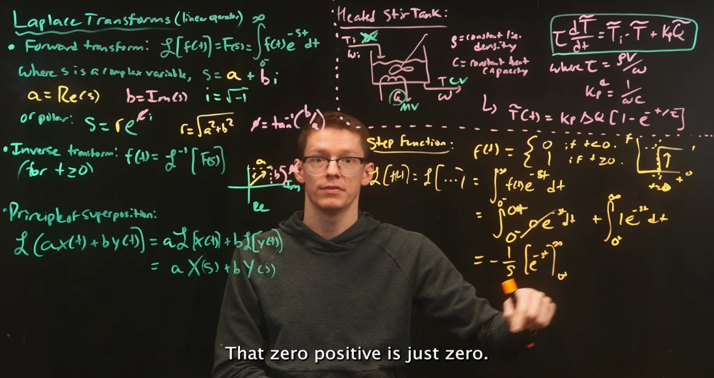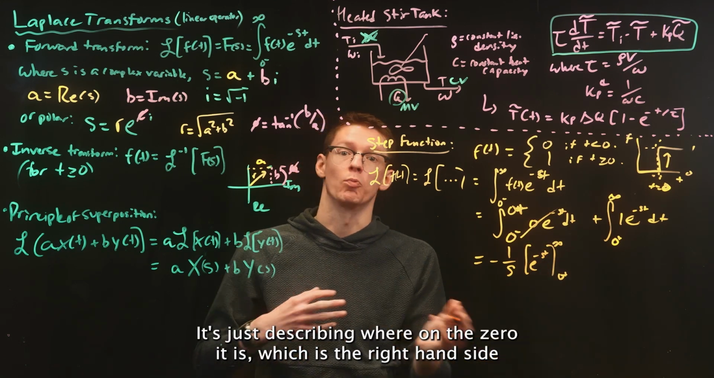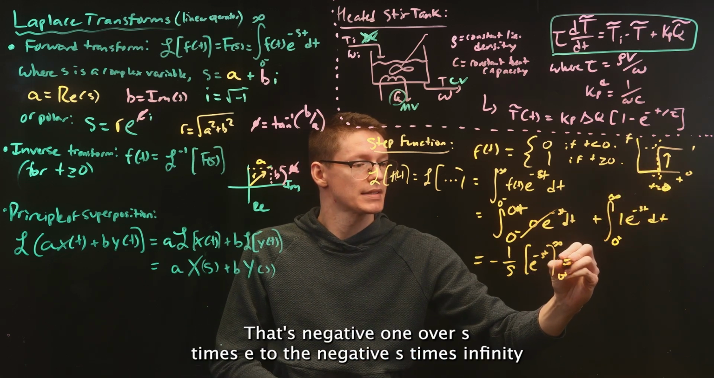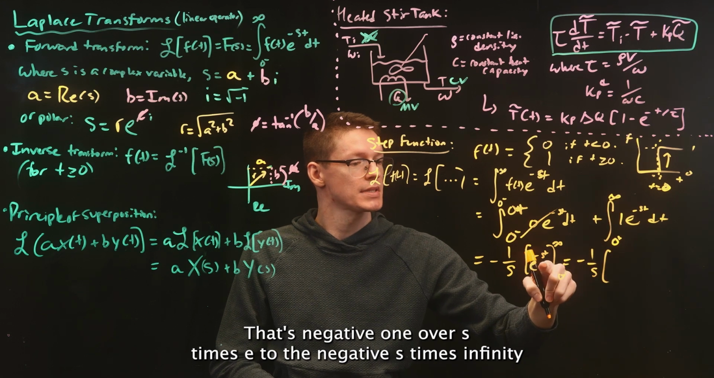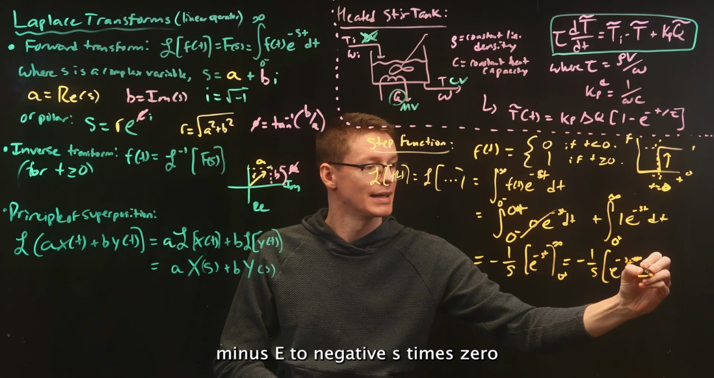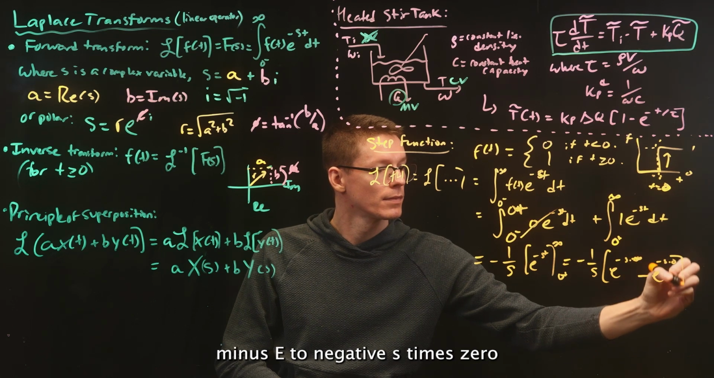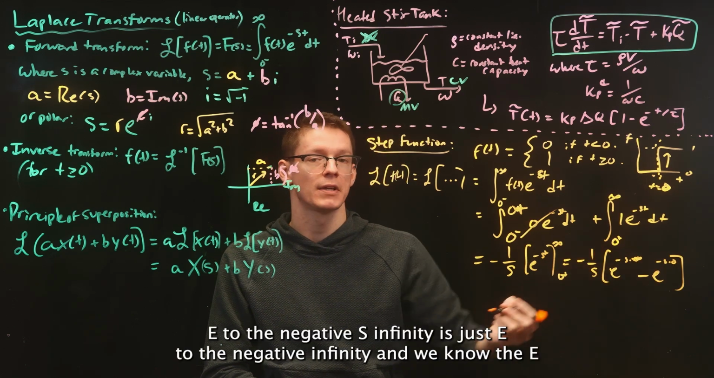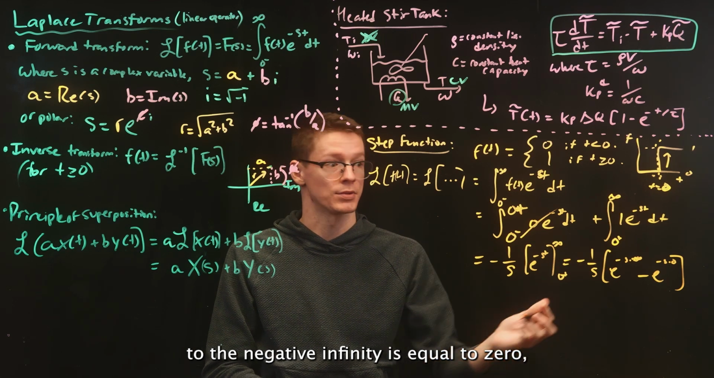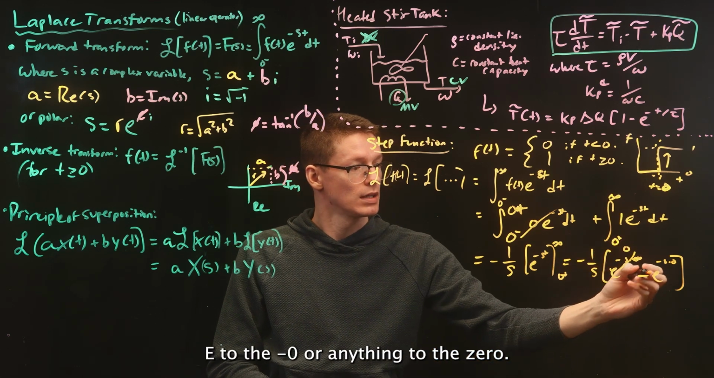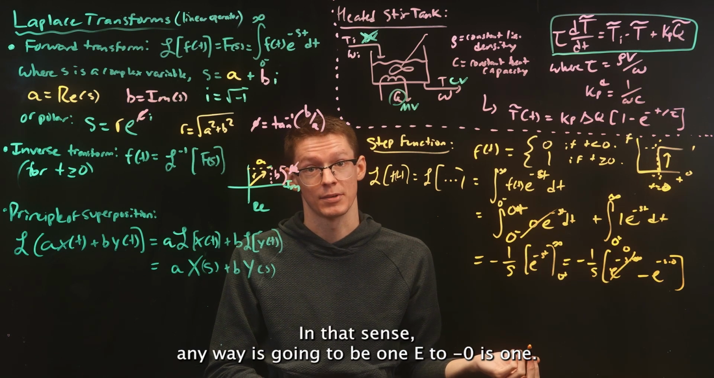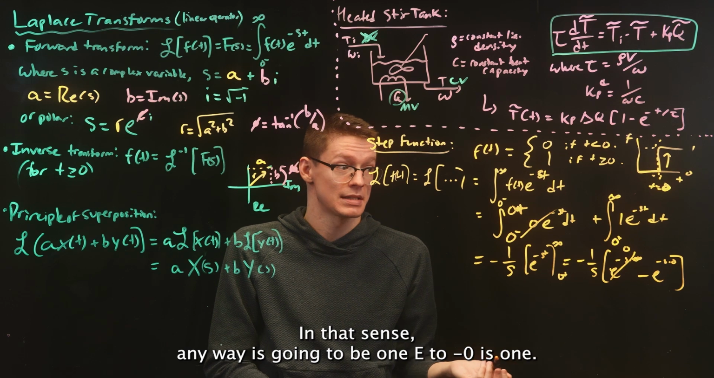That 0 positive is just 0. It's just describing where on the 0 it is, which is the right-hand side. With that, that's negative 1 over s times e to the negative s times infinity minus e to the negative s times 0. E to the negative s infinity is just e to the negative infinity, and we know that e to the negative infinity is equal to 0. E to the negative 0, anything to the 0 in that sense, is going to be 1. E to negative 0 is 1.